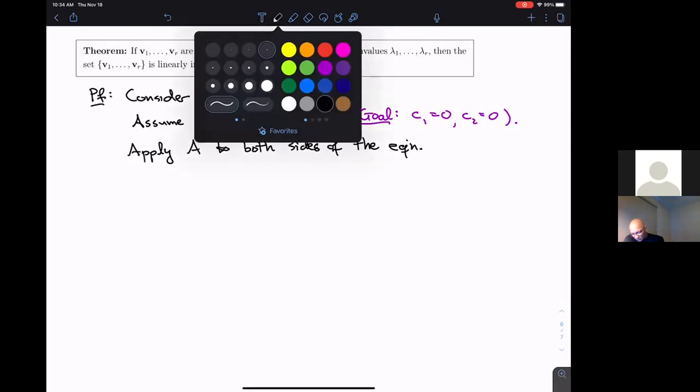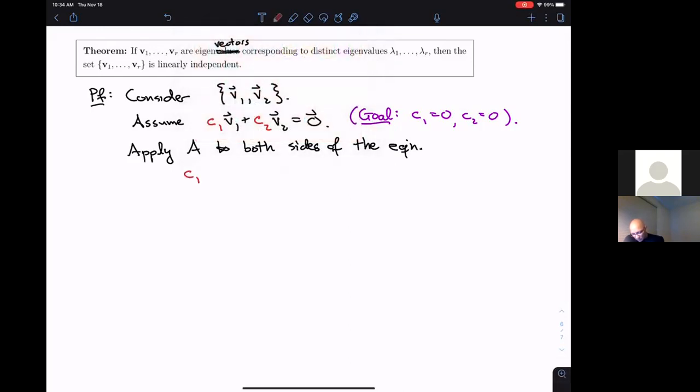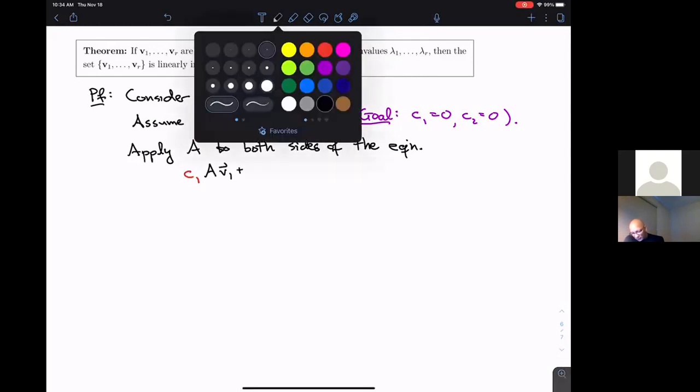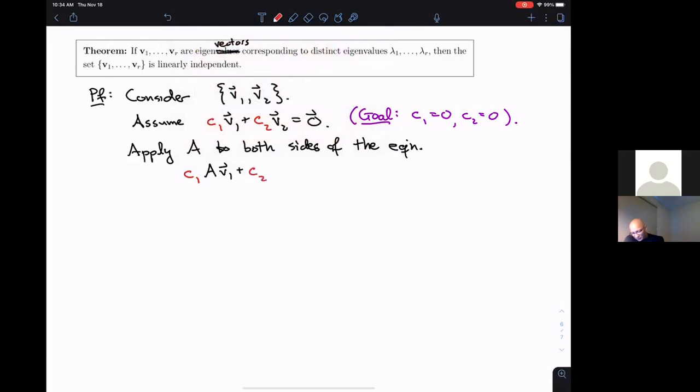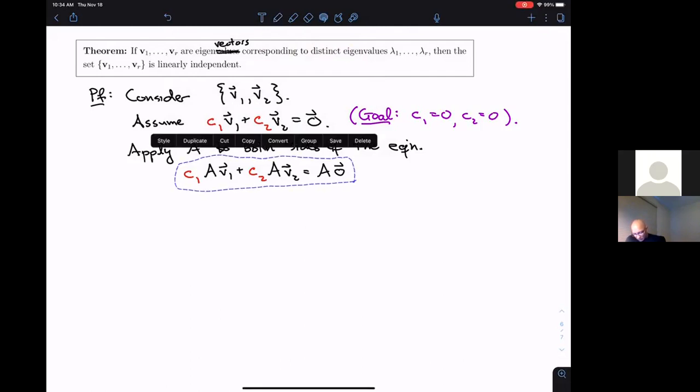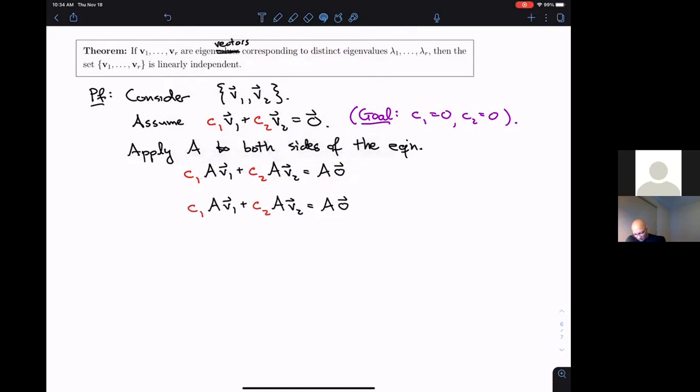Okay, so on the left, I get C1 and then A times V1. And notice I'm applying linearity here, to split up this expression and to pull out the constants. And on the right-hand side, I have A times the zero vector. Okay, so I applied A to the left of both sides, right? And as I said, I can simplify this. I will cheat on the iPad and just duplicate this, because I can simplify this pretty easily.